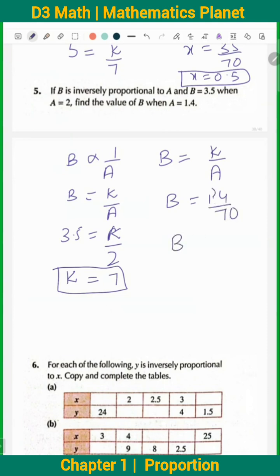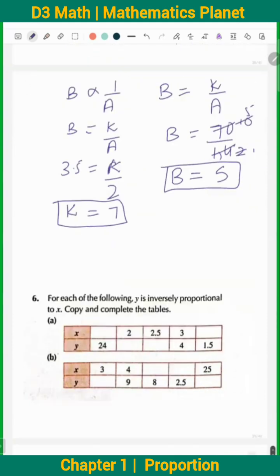Will it be 5? No, ma'am, 2 minutes. It will be 14. I'm not writing it correctly. K is 7 and A is 1.4. So B will equal 0.2. 7 times 2 is 14, 7 times 10 is 70, 2 times 1 is 2, 2 times 5. Yes, so you're correct. So B is equal to 5.